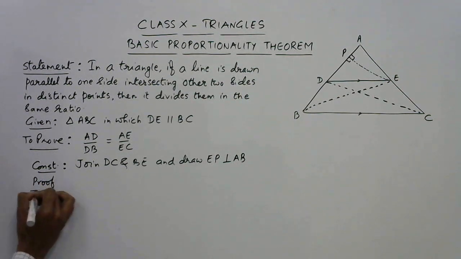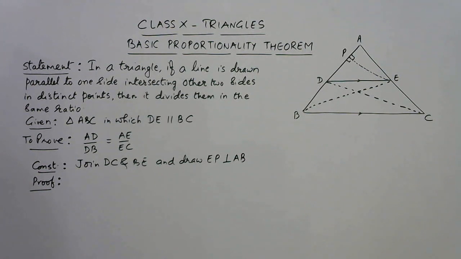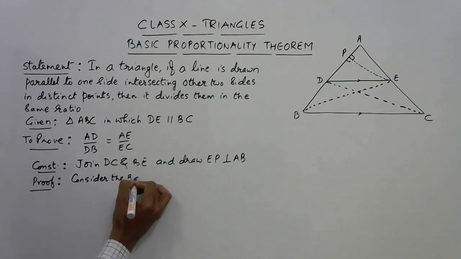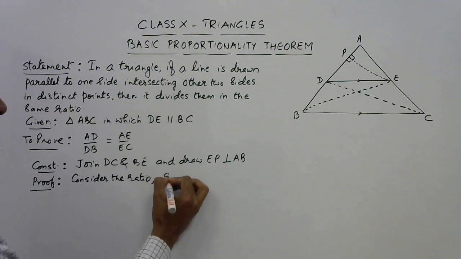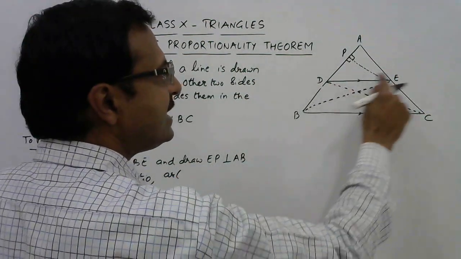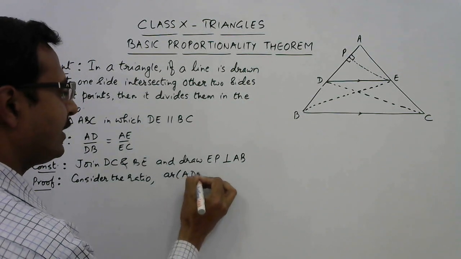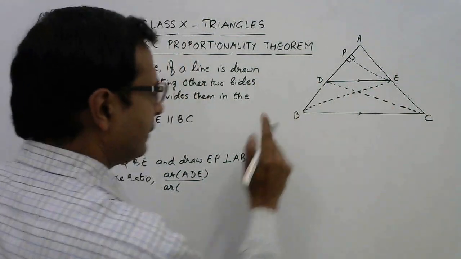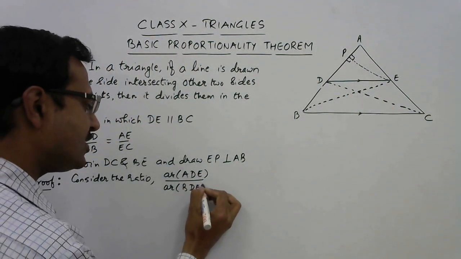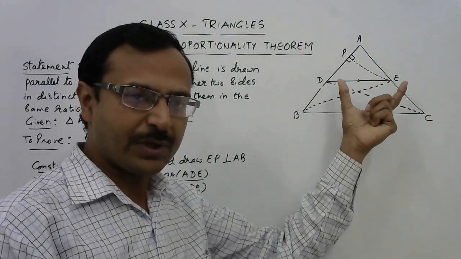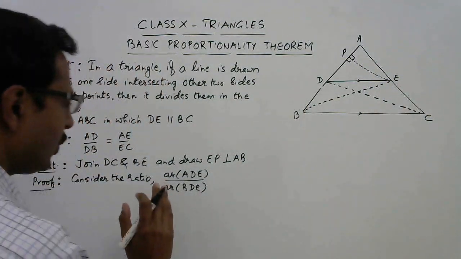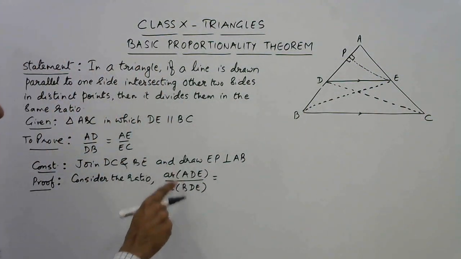Now for the proof, first of all, we will consider a ratio of areas of two triangles. See, consider the ratio. And which ratio? It is the area of the triangle on the top, that is ADE, and the triangle at the bottom BDE. So ADE and BDE, very easy to remember. DE is the common side. So we have to take two triangles, ADE and BDE. So just see what is the ratio of these two areas.